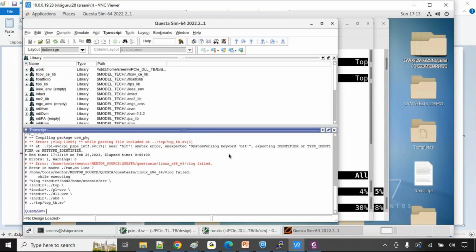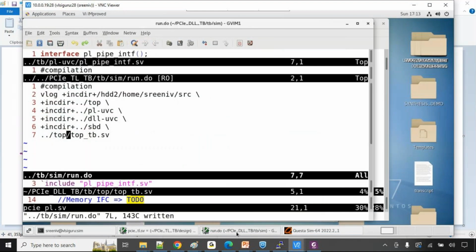There is one error, line number 19. There is a problem in the PL pipe interface. I think I understand what the problem is. The problem is within the design.